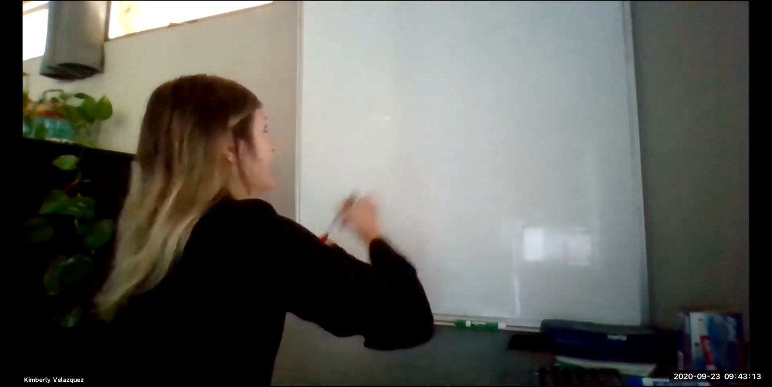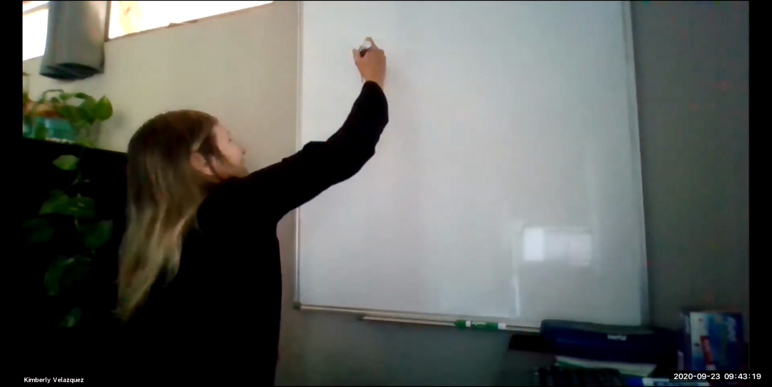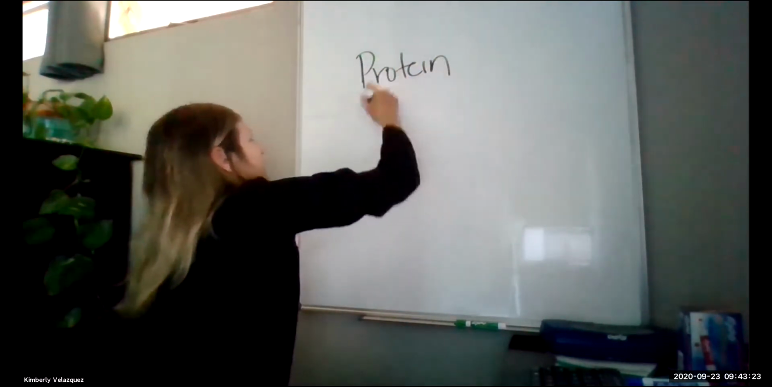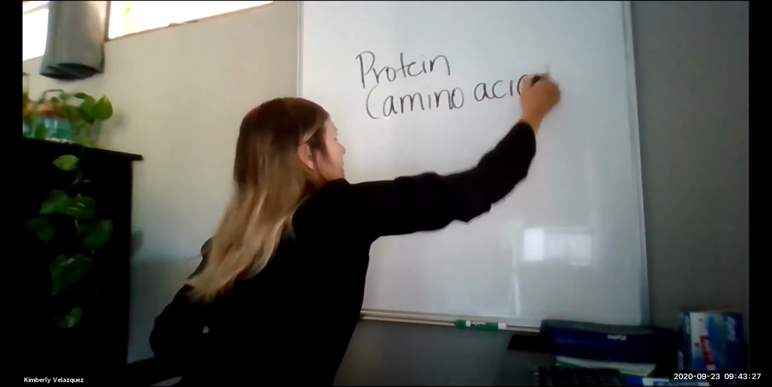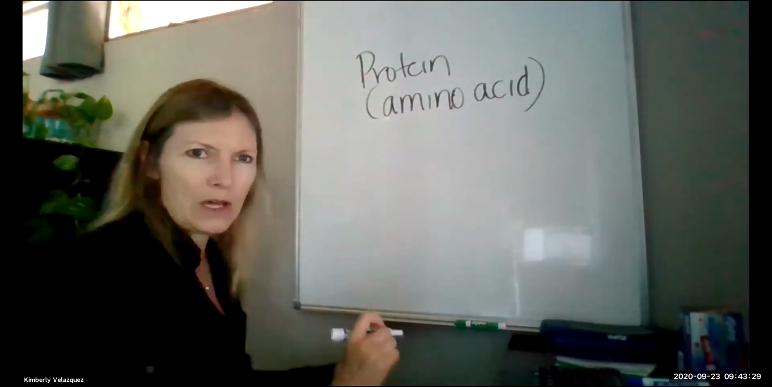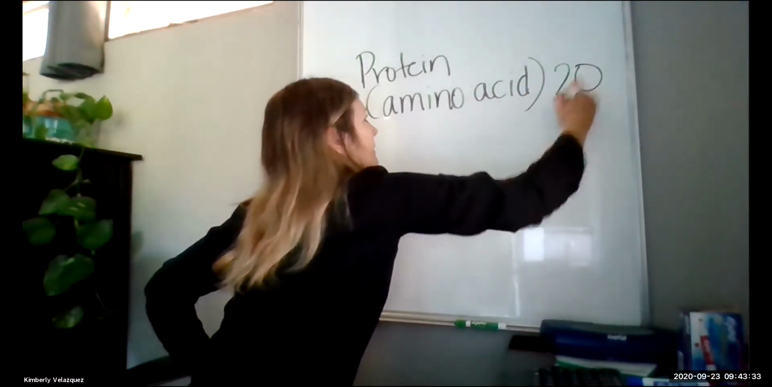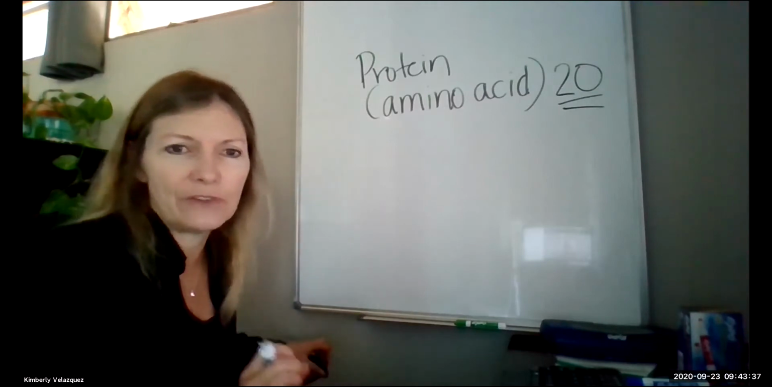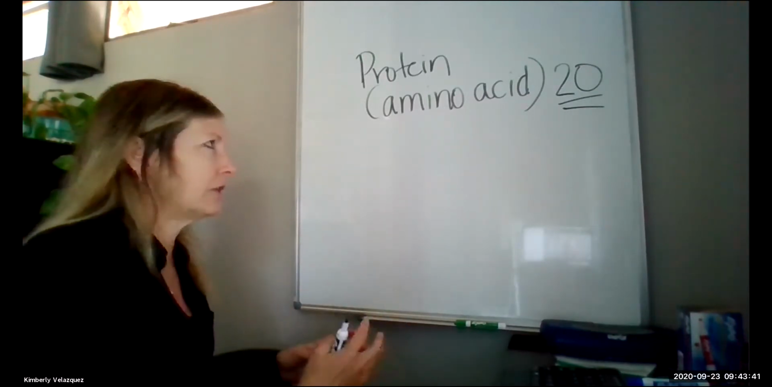Okay, so for protein, I'm just going to draw the monomer. So this is going to be the basic amino acid structure. Amino acids are the monomers of proteins, and we have 20 different amino acids. They're all different in structure, but they all have a basic structure that's identical.